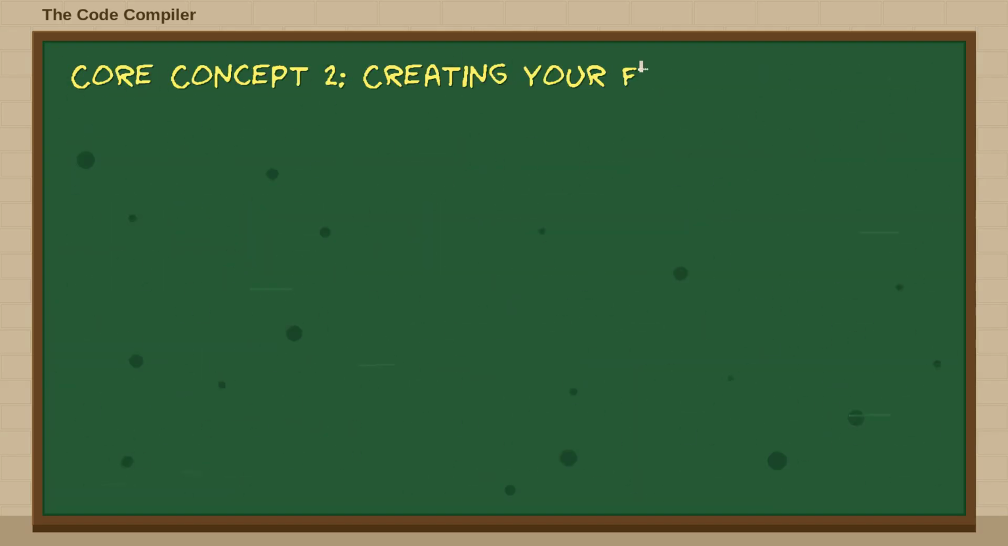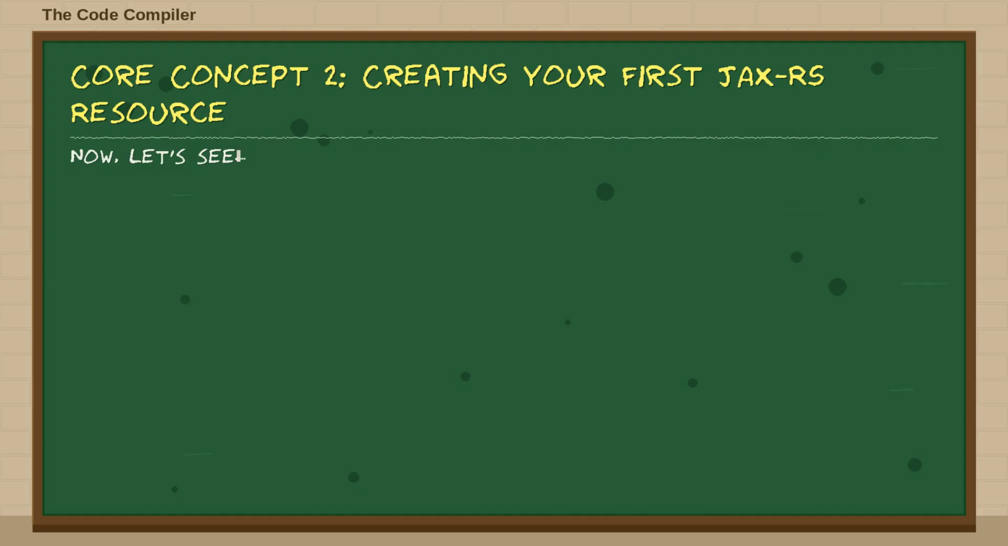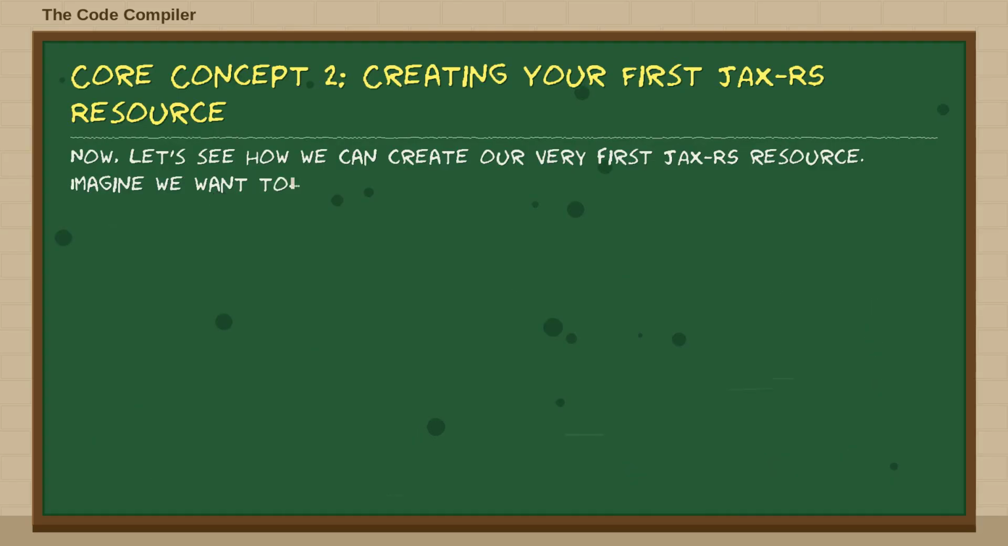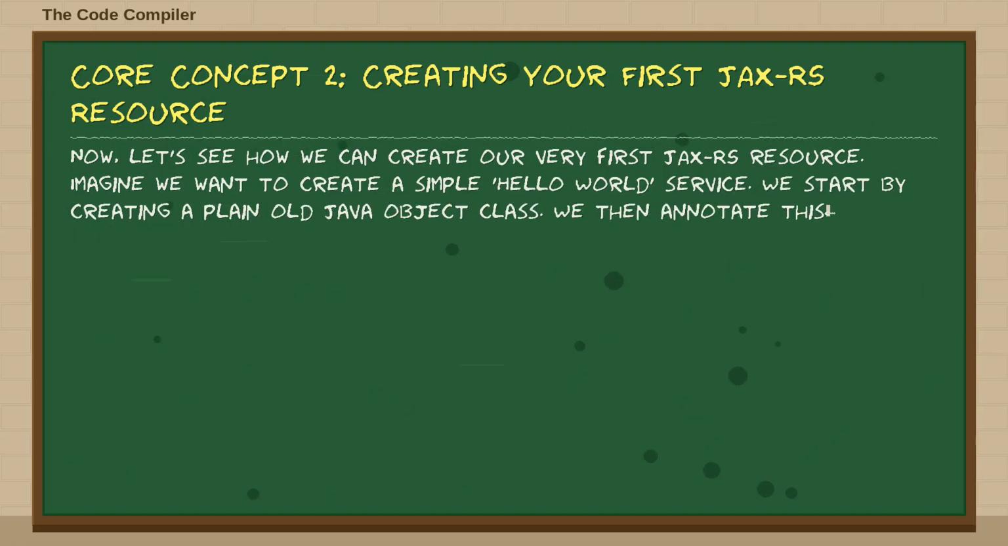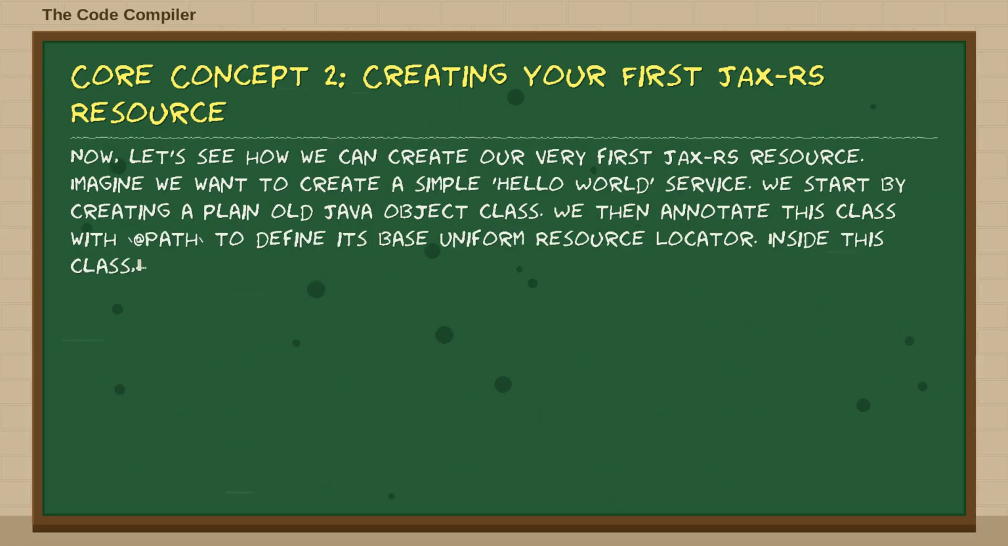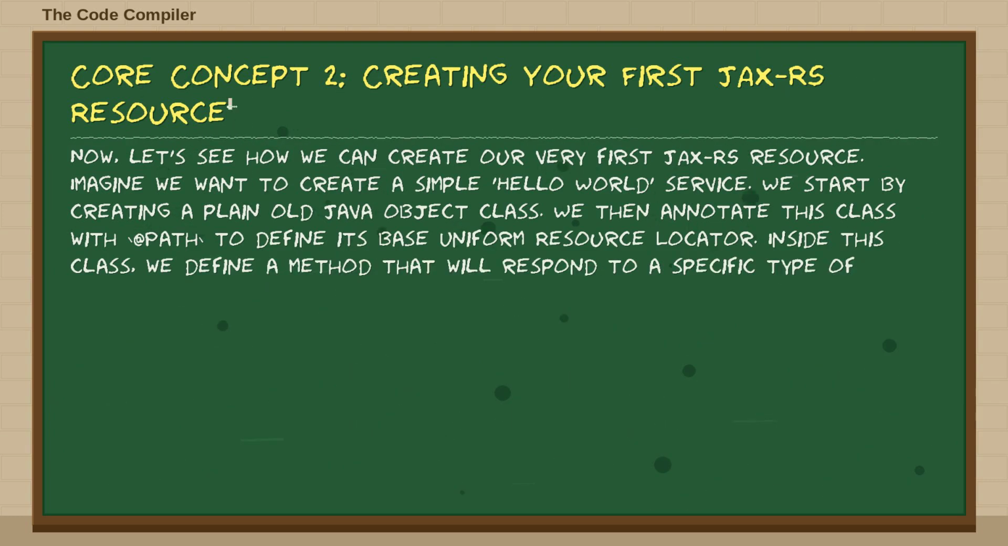Now, let's see how we can create our very first JAX-RS resource. Imagine we want to create a simple Hello World service. We start by creating a plain old Java object class. We then annotate this class with @Path to define its base uniform resource locator. Inside this class, we define a method that will respond to a specific type of hypertext transfer protocol request, for example, a GET request. We annotate this method with @GET.